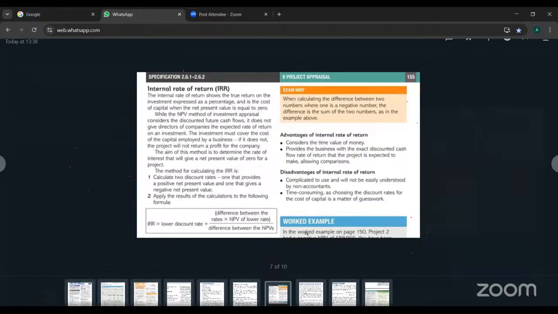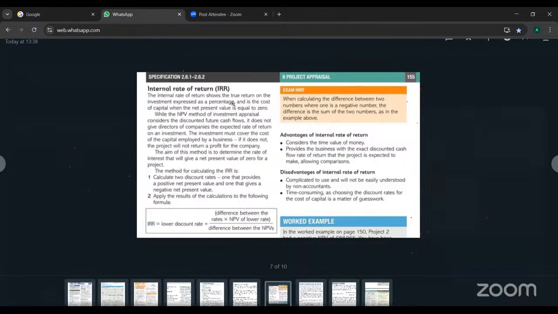If you are doing an internal rate of return calculation, then you must not take depreciation. Remember that. IRR shows the true return on the investment expressed as a percentage. And it is the cost of capital when the net present value is equal to 0. That is internal rate of return. So the definition is here, and you have to study that.